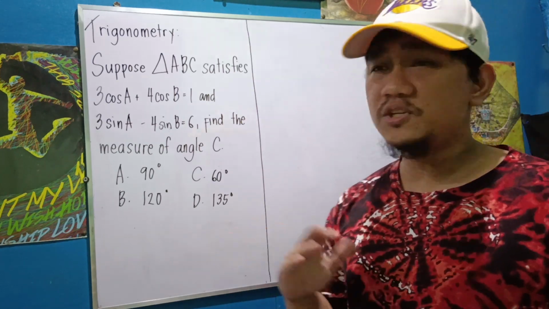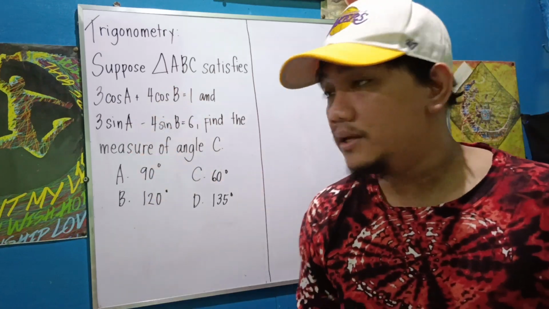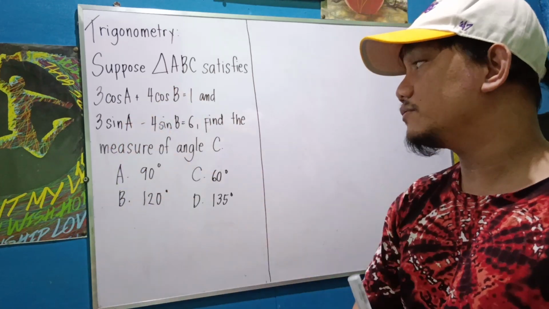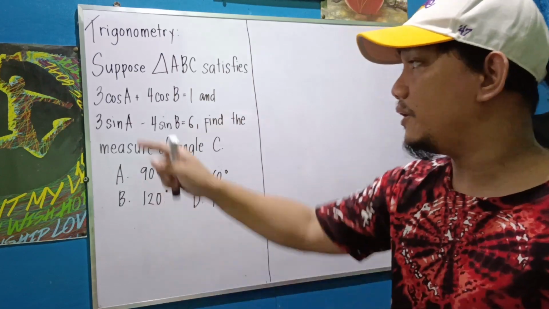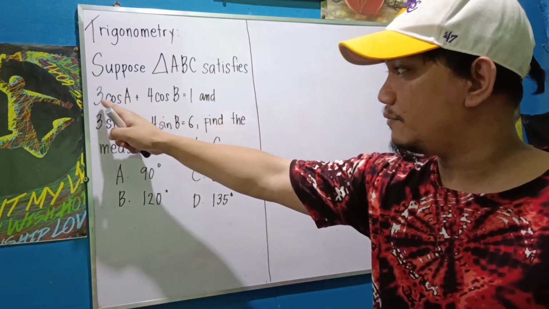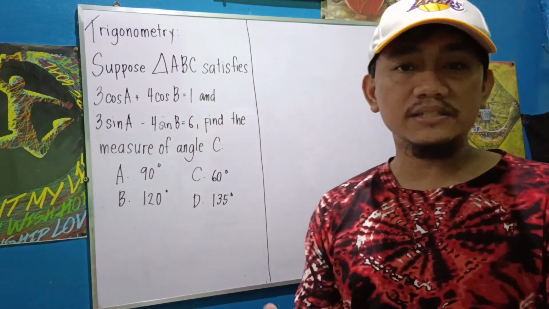So at first glance, medyo mahirap siya. Kasi the first equation involves only the cosine function and the second equation involves only the sine trigonometric function. However, notice that the coefficients of the first, so that's 3, ito 4 din, and negative 4. So how do we do this, Sir IJ?